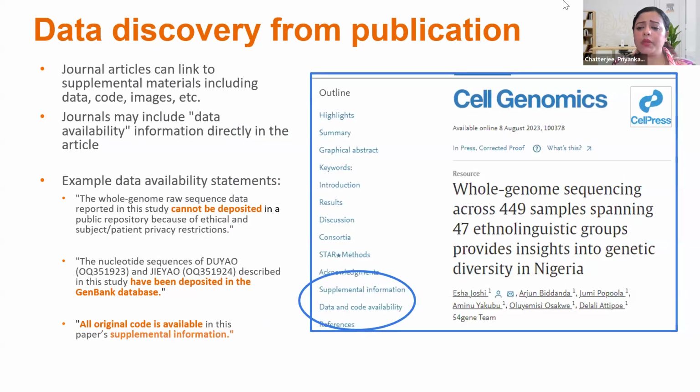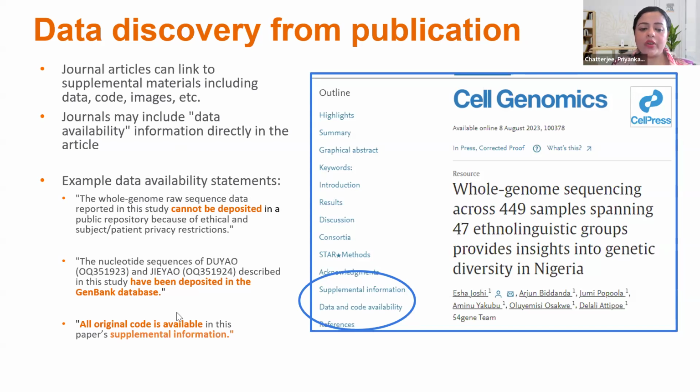This is another example, Cell Genomics, from Cell Press, showing data discovery from a publication. You can see that journal articles can link to supplemental materials, including data, code, and images, right? Here you can see the supplemental information. Journals may include data availability information directly in the article. Here are examples of data availability statements.